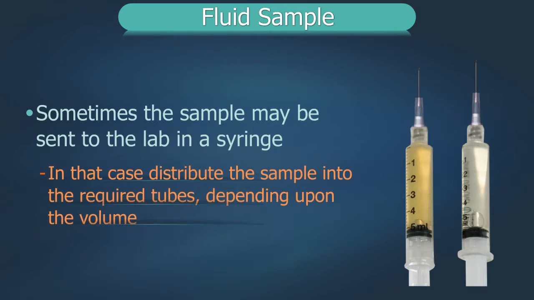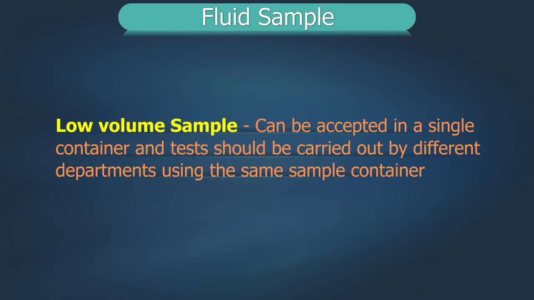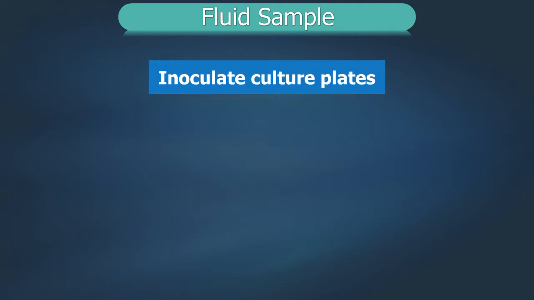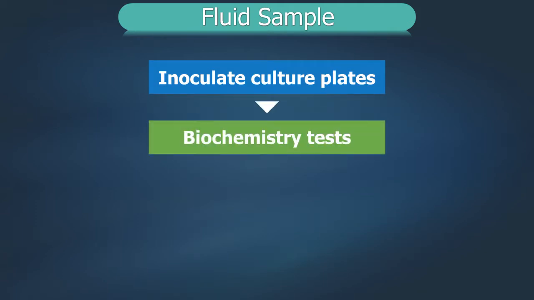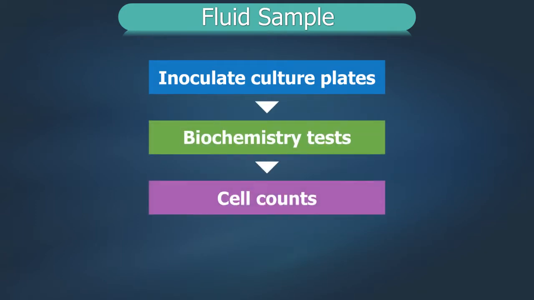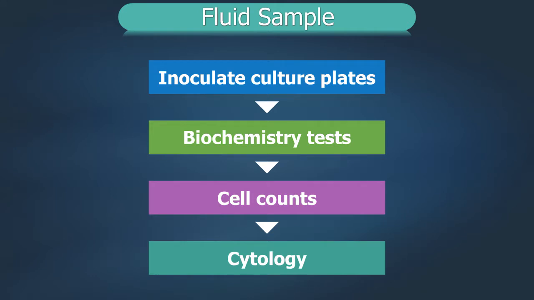In that case, distribute the sample into required tubes depending upon the volume. In case the volume of the sample is less, it can be accepted in a single container and tests should be carried out by different departments using the same sample container. First, inoculate culture plates, do biochemistry tests, followed by cell counts. Then centrifuge the sample and do cytology.